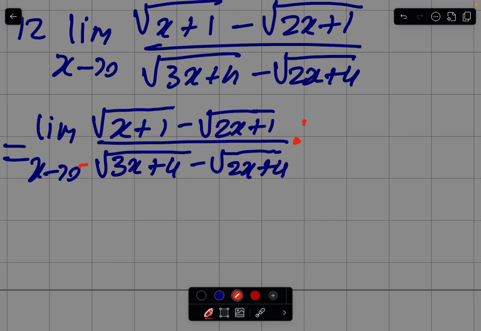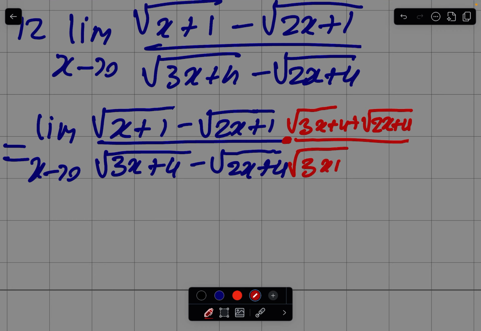When we rationalize this part, we are going to have what? We are going to have a square root of 3x plus 4. Since one is negative, we put positive square root of 2x. I'm going to say multiply by square root of 3x plus 4 plus square root of 2x plus 4, all divided by square root of 3x plus 4 plus square root of 2x plus 4. I did not change anything.